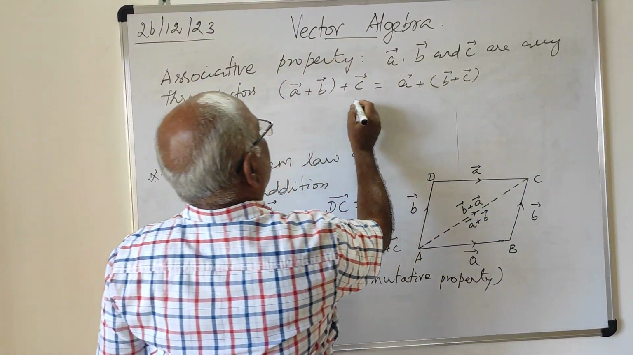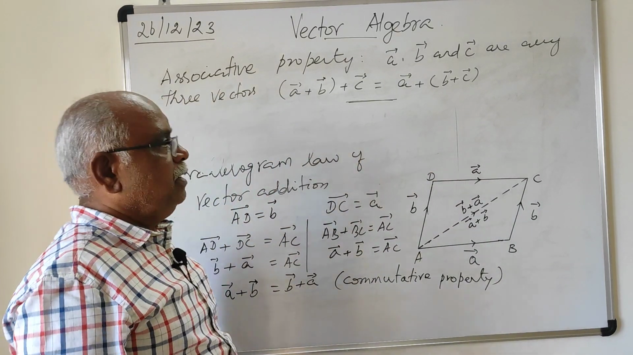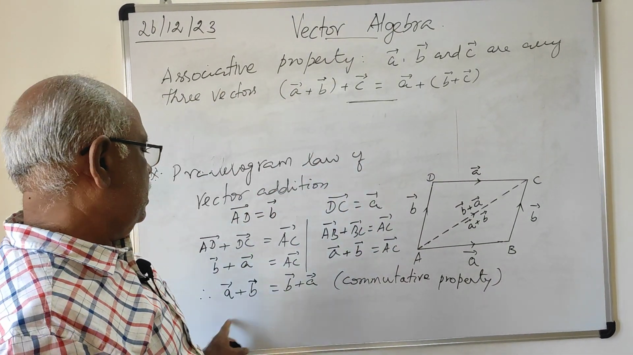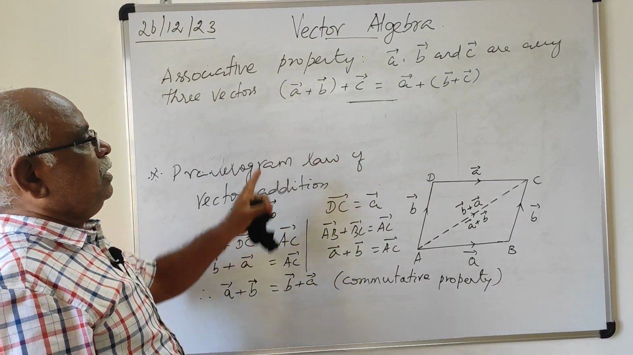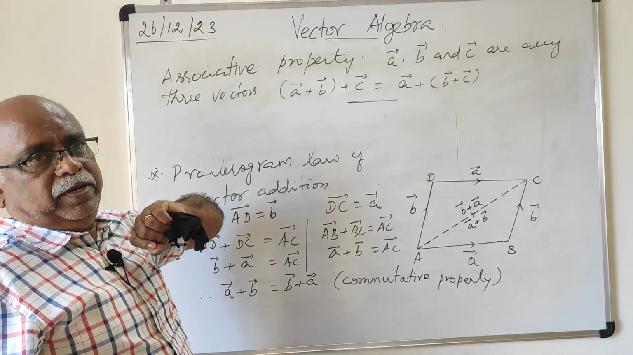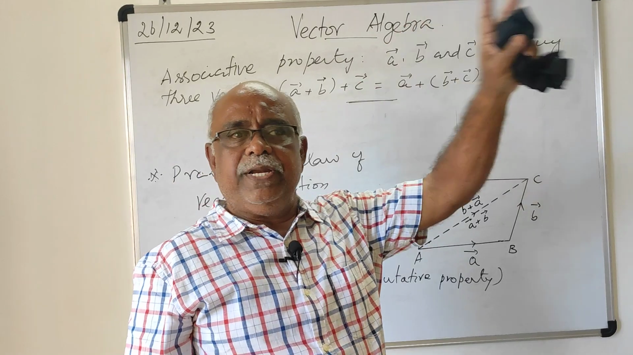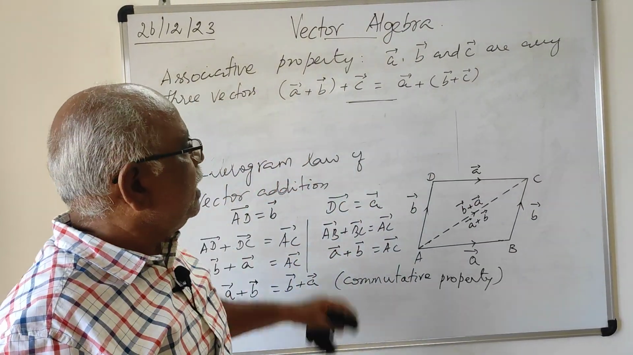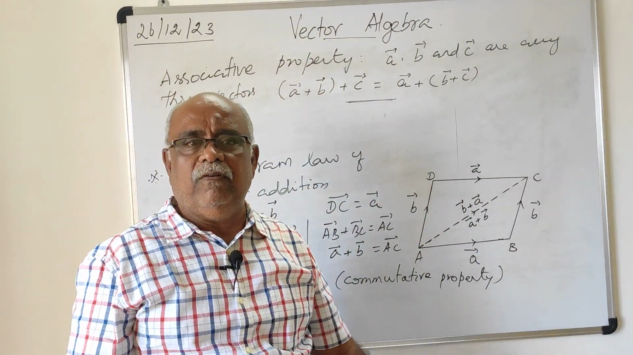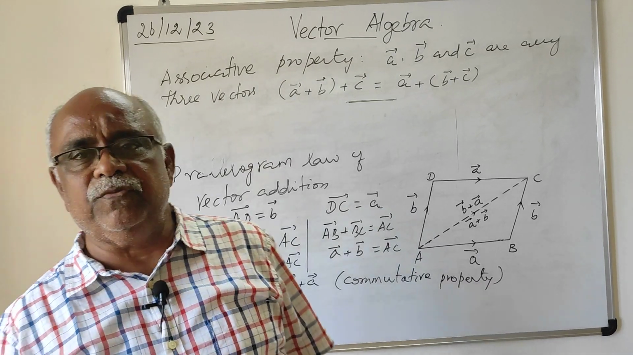Its proof is not necessary. The commutative property is about reversing the order of addition. This is the associative property for three vectors. I have also already explained additive identity and additive inverse. Thereby I will conclude this video and we will continue the remaining topic in the next video. Thank you.